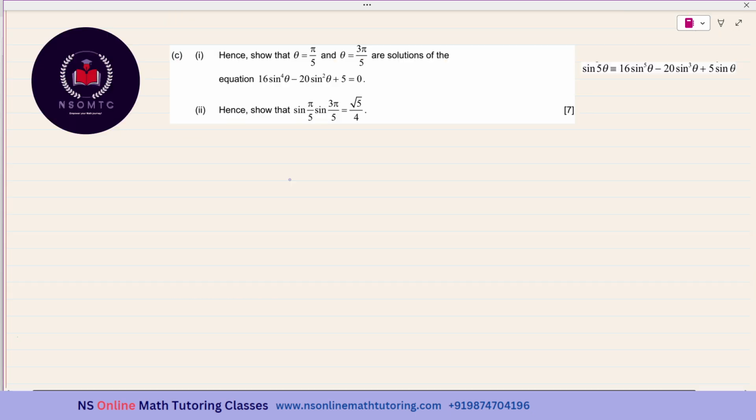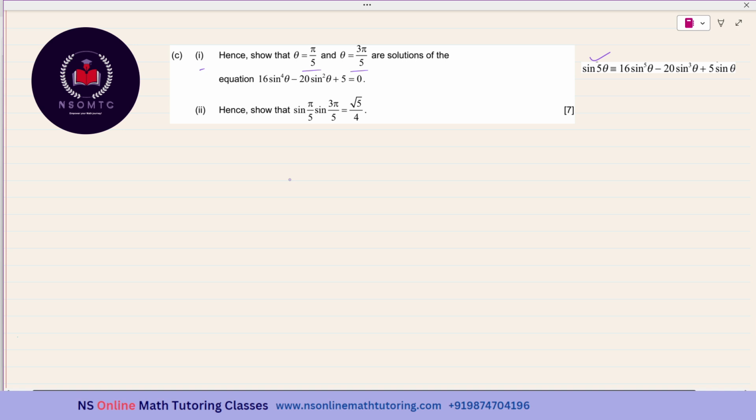Subpart C, it is containing two further subparts. The first subpart is saying, hence show, and this was proved in the subpart B. Sine 5 theta is equivalent to 16 sine to the power of 5 theta minus 20 sine cube theta plus 5 sine theta. Hence show theta equal to pi over 5 and theta equal to 3 pi over 5, and the other solutions of the equation 16 sine to the power of 4 theta minus 20 sine square theta plus 5 equal to 0.